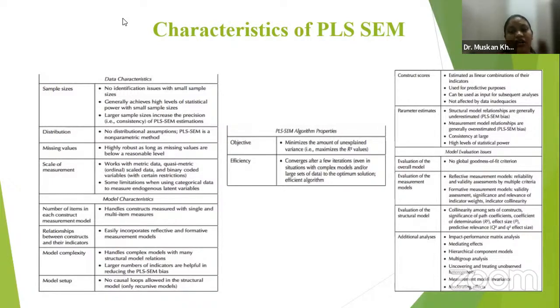Evaluation of the model. When we evaluate the model in the measurement model, we can evaluate the reliability and the validity. In the structural model, we can analyze the path coefficient significance, the coefficient of determination, the effect size of the model, and also the predictive relevance, meaning how relevant my model is with the help of those variables.